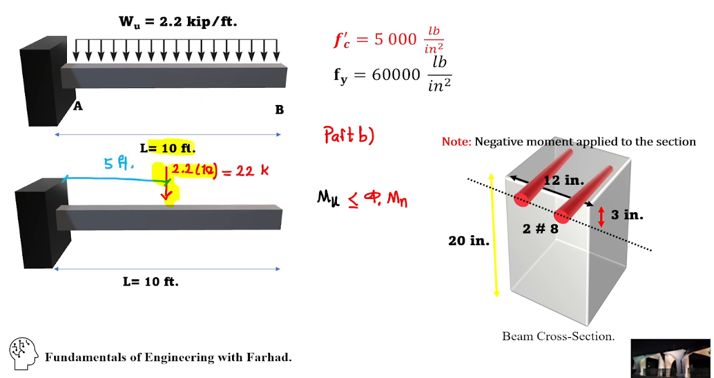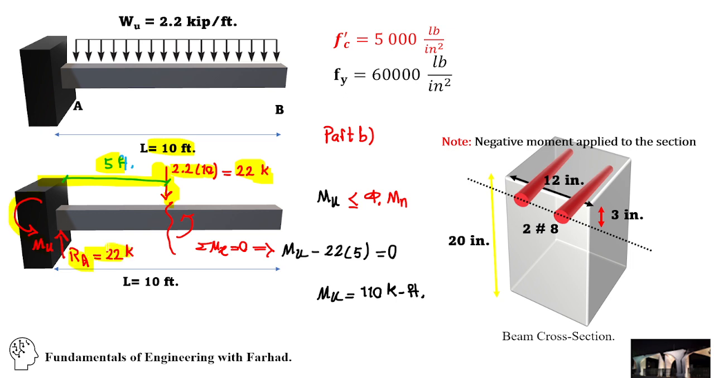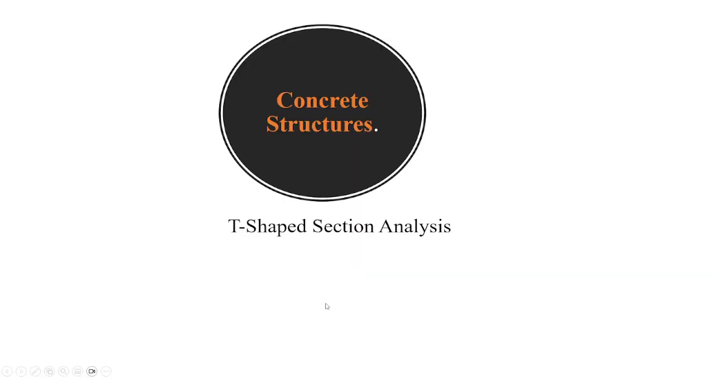2.2 times 10, the length, is 22 kips, applied at the center, which is 5 feet, and it creates a negative moment here, and Ra is 22. All the forces cancel out by the only support, the fixed end support. If you cut it at 5 feet, it gives you Mu minus 22 times the length, 5 feet, equal to 0, which gives the ultimate moment from structure analysis, 110. And you can easily see that's less than phi times Mn, so your section is good enough. Thank you. We'll solve more videos.